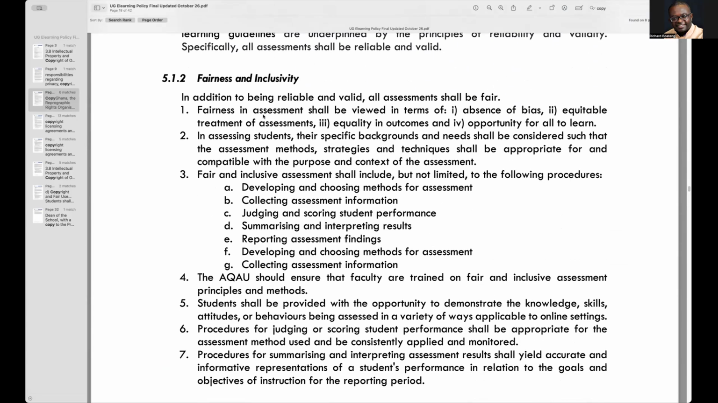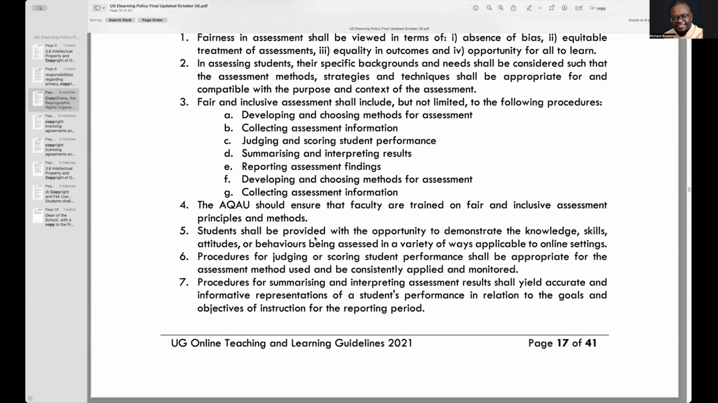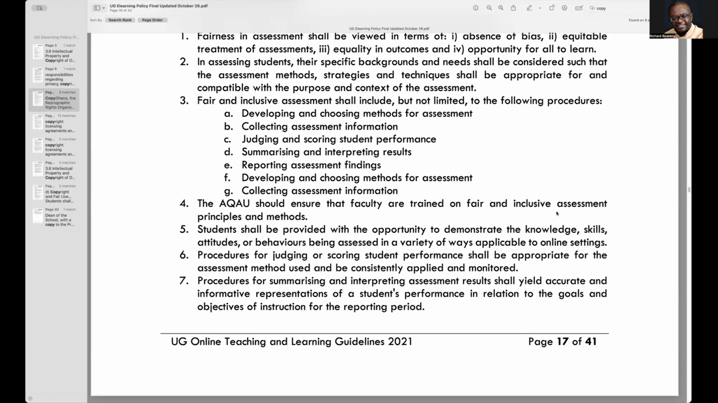You see, one of the things is that students shall be provided with opportunity to demonstrate the knowledge, skills, and attitudes and behaviors being assessed in a variety of ways applicable to online settings. Procedures for judging and scoring the students shall be appropriate for the assessment method being used. So technically, the measures for this should be fair and inclusive. Inclusive meaning that you should be sensitive to some of these issues that you are talking about. The methods for the assessment, if you are doing online, should be fair and inclusive. So if some of the strategies disenfranchise some of them, then it's not being fair. So that one can protect you as a student.